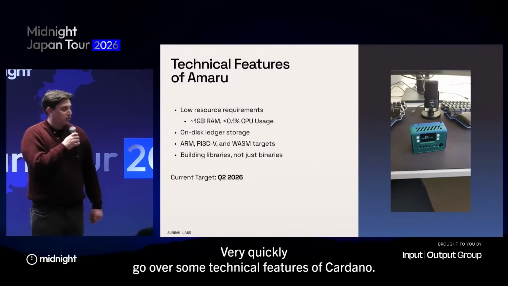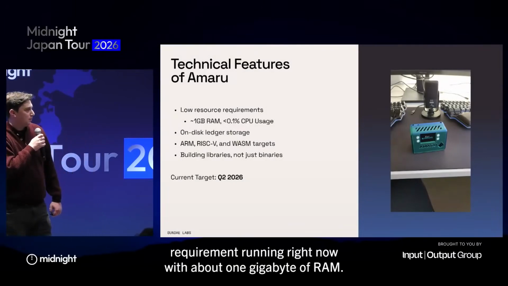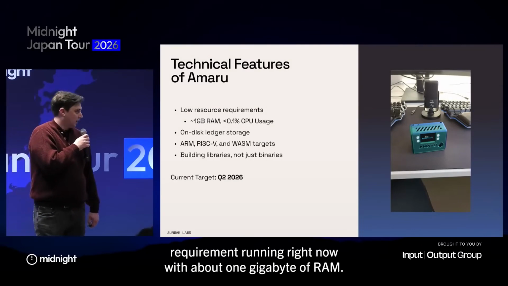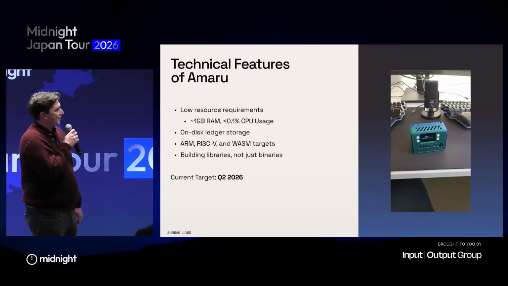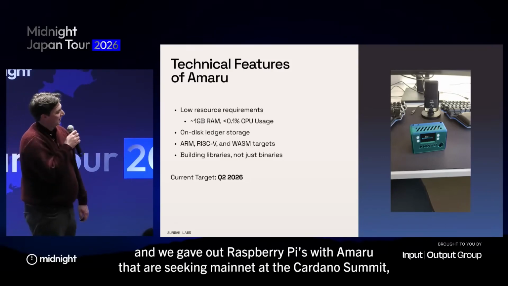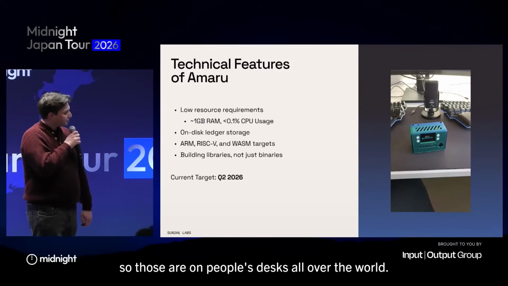I'll very quickly go over some technical features of Amaru. We have very low resource requirements, running right now with about 1 gigabyte of RAM. We're actually able to run on Raspberry Pis, which is a fun Cardano tradition. And we gave out Raspberry Pis with Amaru that are syncing mainnet at the Cardano Summit. So those are on people's desks all over the world.